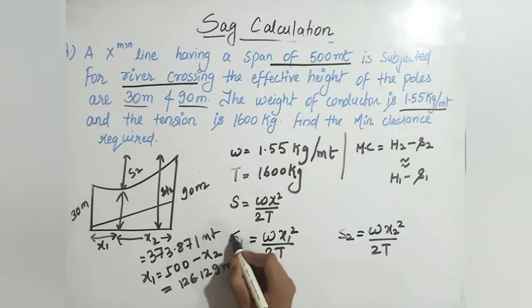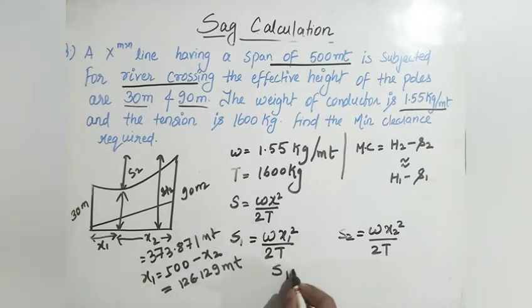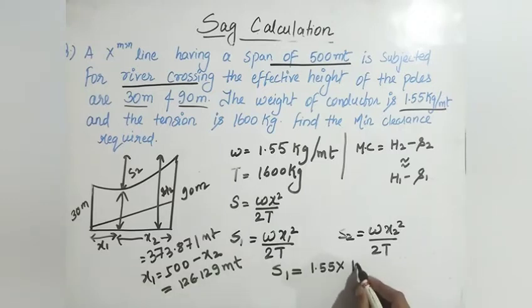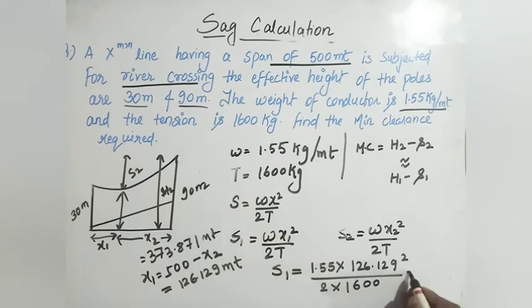Now we put this value of x1 here. We will get S1 is equal to weight of the conductor, 1.55, into x1, 126.129 square, divided by 2 into tensile strength, 1600. So we will get 7.70 meter.